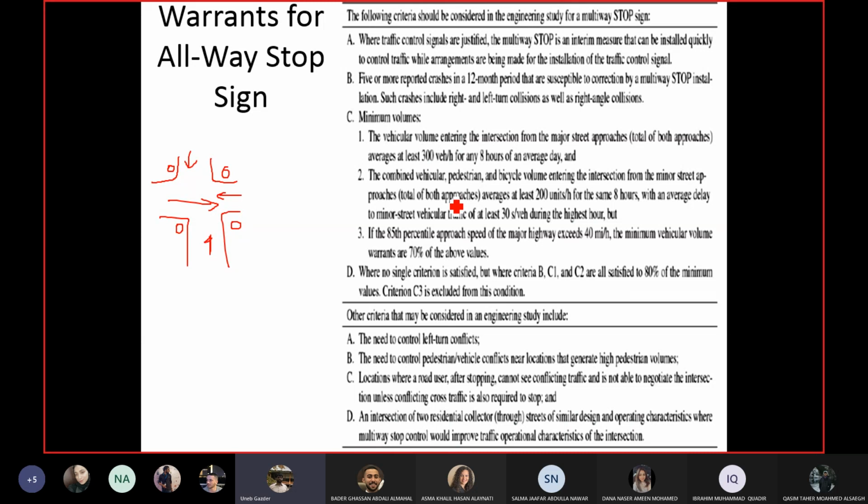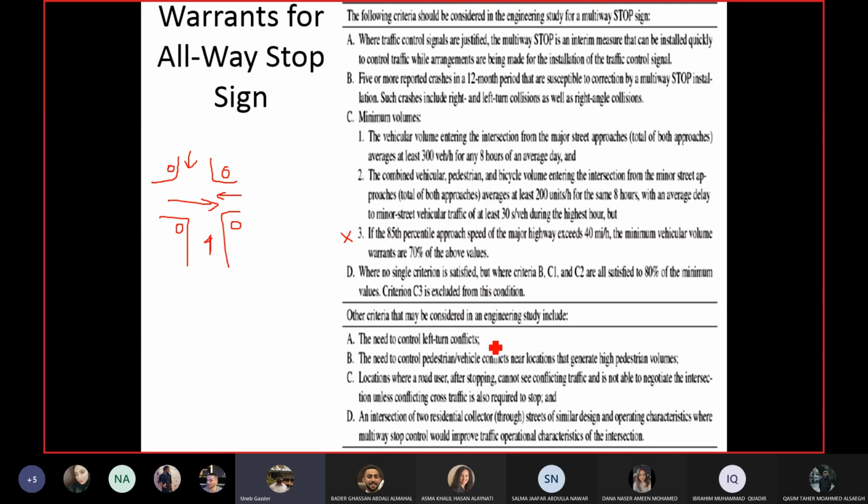But if both volume criteria, C1 and C2, are met up to 80% in addition to condition B, then you can also put a multi-way stop sign. So either you have one of these three conditions completely fulfilled, or two of them, B and C, fulfilled up to 80%. If you are using the combination of B and C, then the third rule for condition C will not apply. So you cannot have a 70% relaxation and then 80% as well. We can only do one of them.